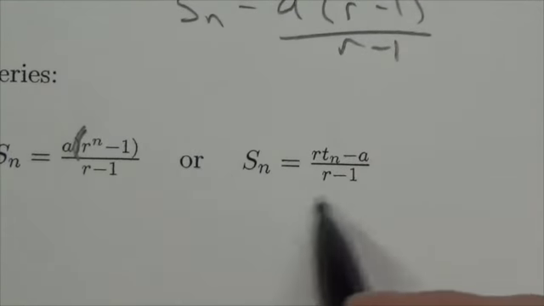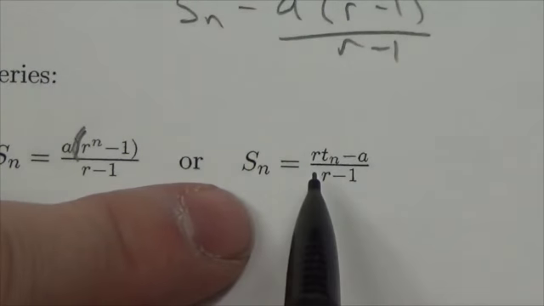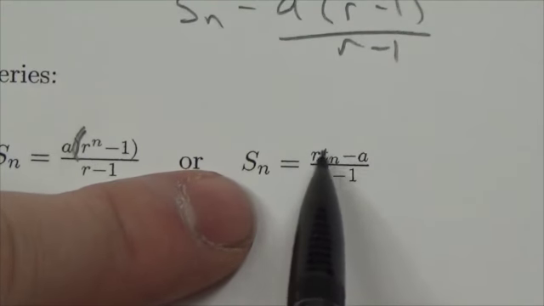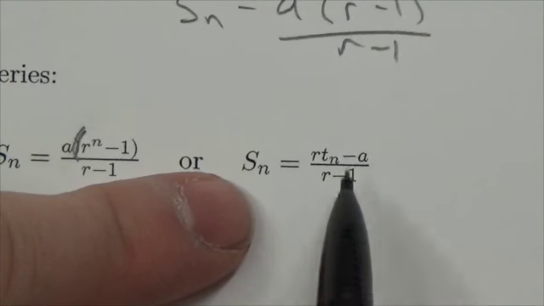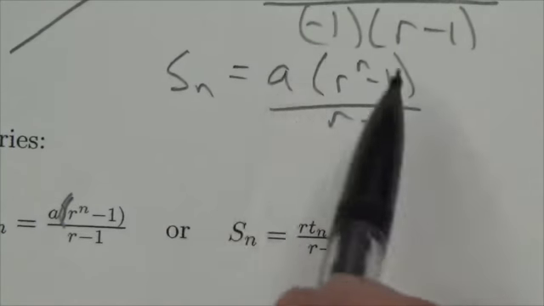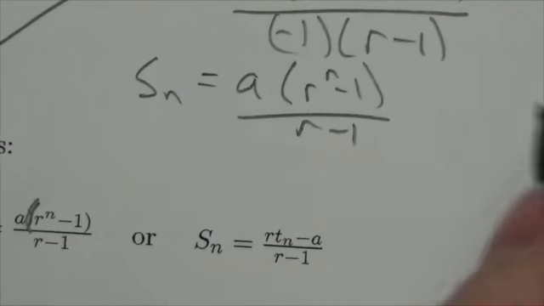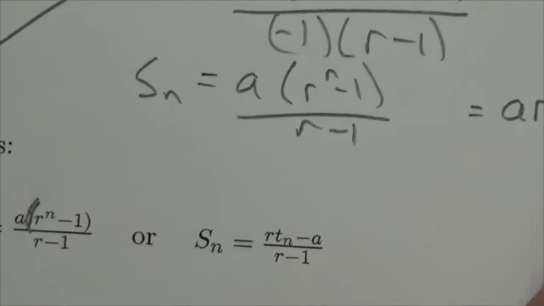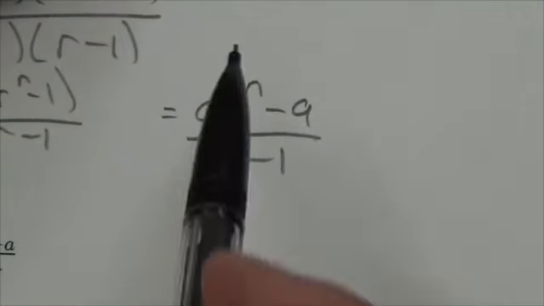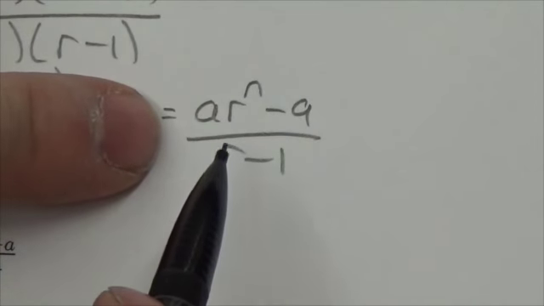Now there is another way of writing this, where we write (r times the nth term minus a) over r minus 1, and all that really is just a reworking of this particular equation right here. If you multiply that a through, you get ar to the n minus a over r minus 1. See this term right here, ar to the n? Where have we seen that before? Well, that was right here, ar to the n.